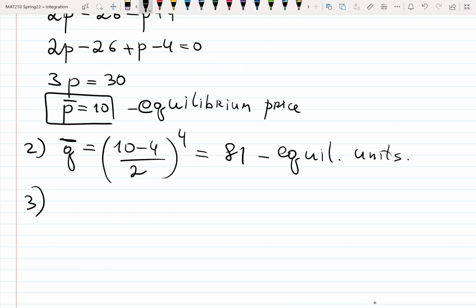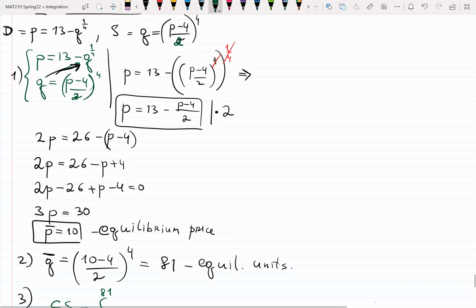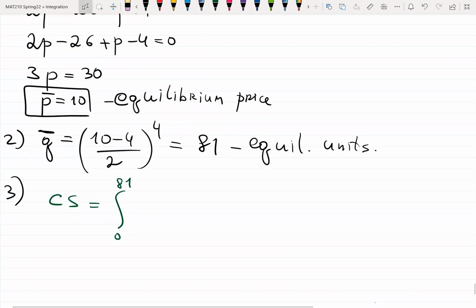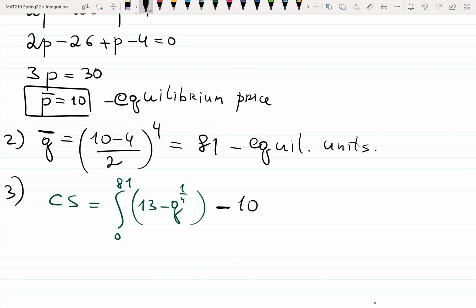Now we can start building both functions. Consumer surplus is the one where the demand function goes first, from 0 to 81. Let's go find the demand function. It's here in the box: 13 minus q to the 1/4, minus P bar. P bar we found is 10, dq. Integrate, that's just the power rule, so I will skip and I will get 48.6. That's the power rule, there are no chain rules and stuff.